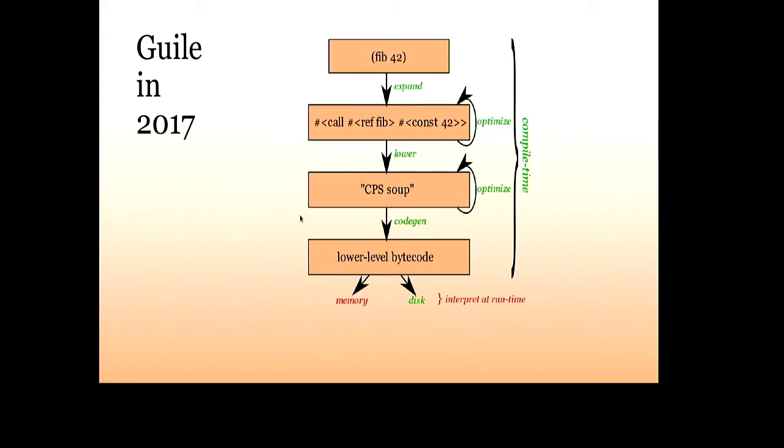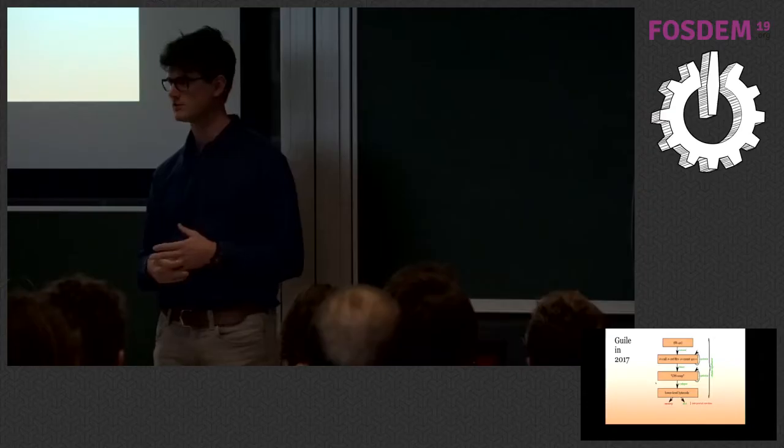And a couple of years ago, we released Guile 2.2, which is the one that's out, right? It's the one that folks are using, especially in Guix. And we added just one more phase in here. It turned out that the primitive Scheme language that we did optimizations on in the past wasn't actually a great language for doing optimizations. So we have a continuation passing style intermediate representation, which we call CPS soup. And it's kind of like SSA for people that work on compilers.